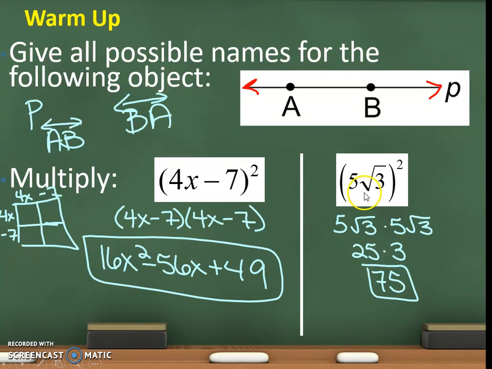If I do 5 radical 3 squared, 5 radical 3 times 5 radical 3, 5 times 5 is 25, but square root of 3 times square root of 3 is 3. If you do that on the calculator, it's going to give you 3. So if you square a square root of a number, you just get that whole number inside. And 25 times 3 is 75.